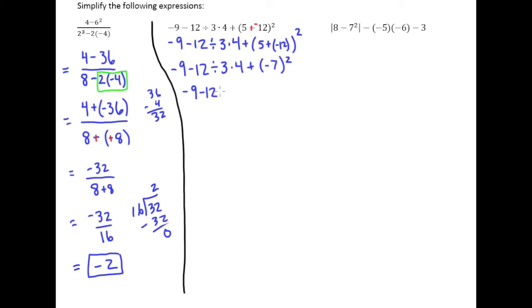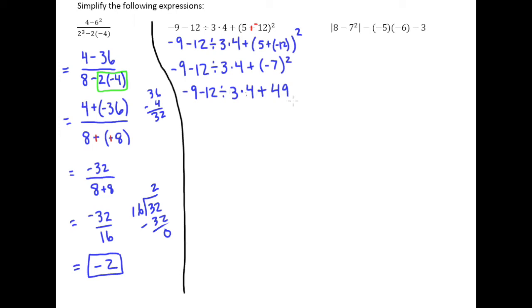Rewriting everything else. Excuse me, that was supposed to be divided by 3, wasn't it? So negative 12 divided by 3 times 4. Plus, now notice the negative is in parentheses with the 7, so this is literally negative 7 times negative 7, so we should get 49.